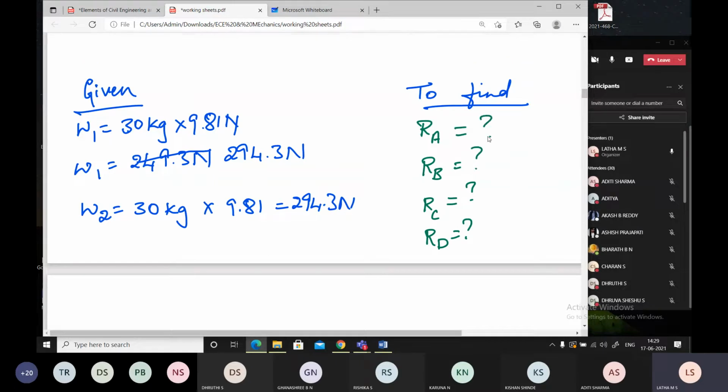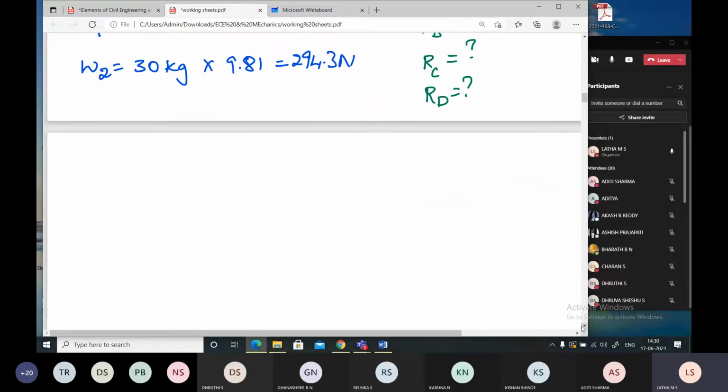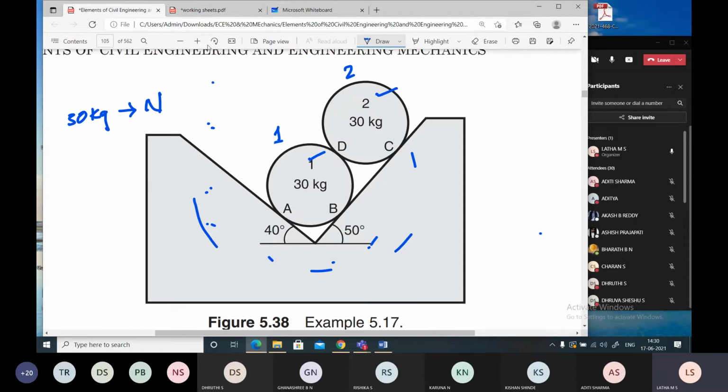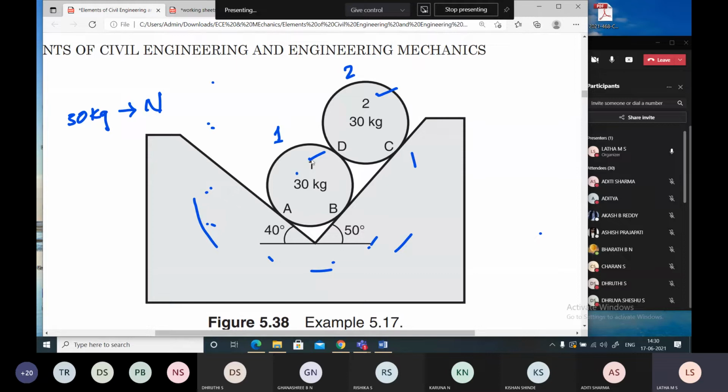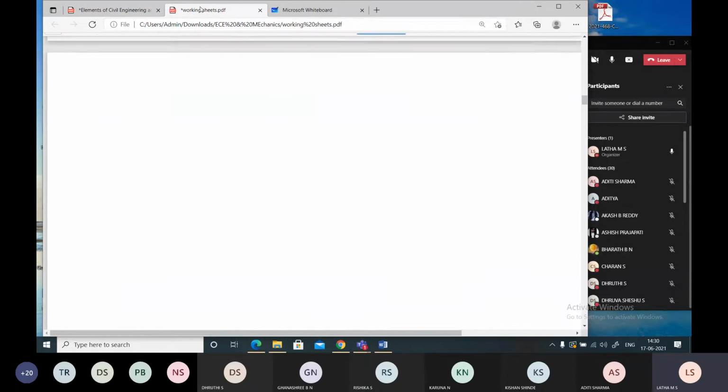Now, to start with, at first I may not be understanding. How many free body diagrams you may come across in this problem, students? Two, ma'am. Yes, I agree with you. Two. Now, I don't know which one to start. Whether the free body diagram of ball 1 will give me fewer unknowns or ball 2 will. Let us check.